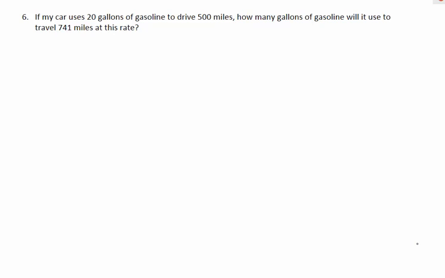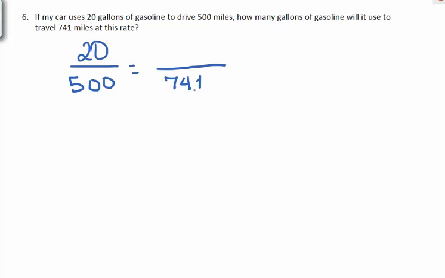Number 6. If my car uses 20 gallons of gas to drive 500 miles, how many gallons of gas will it use to drive 741 miles at this rate? So this is a proportion. We know that 20 gallons will get us 500 miles. We want to know 741 miles. So we have miles on the bottom and gallons on the top.